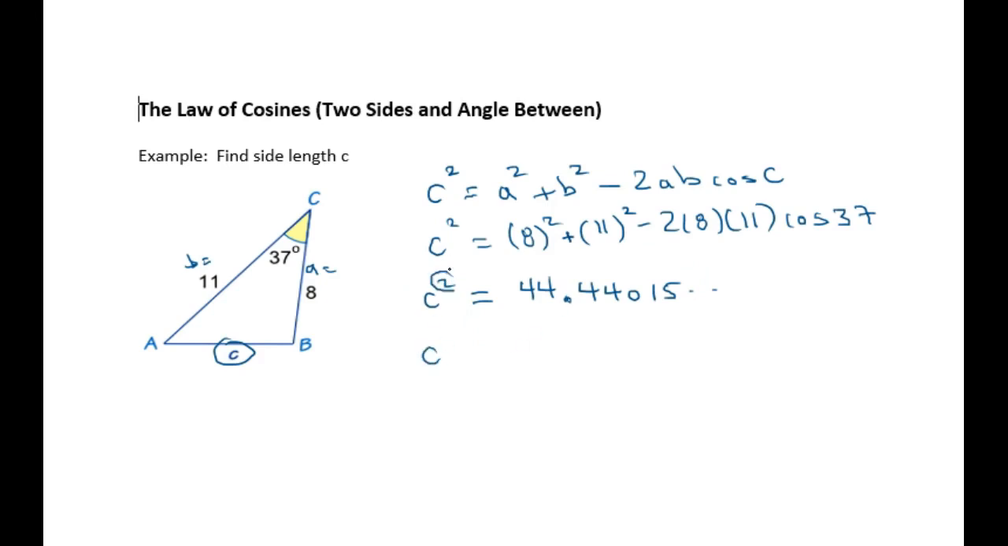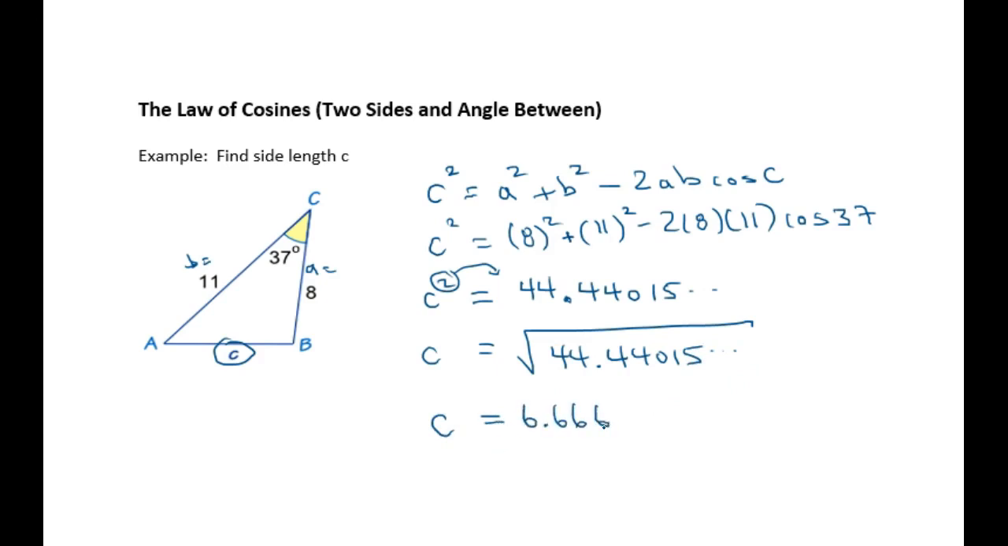So in order to get c on its own, we have to make sure that we're square rooting it, just like the Pythagorean theorem. So the square root of 44.44015, etc., etc. Keep it in your calculator, hit the square root equals, and you should end up getting 6.66634, etc., etc. And I'm going to round that to one decimal place.